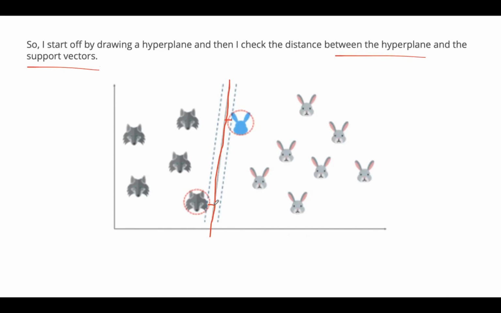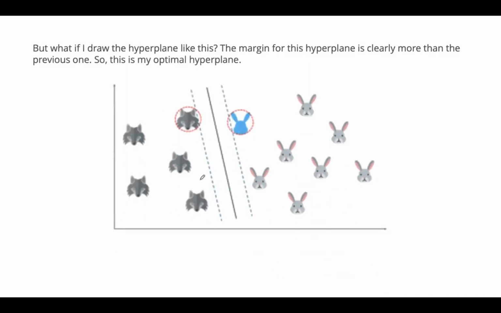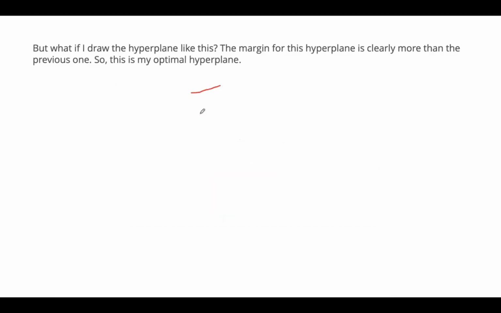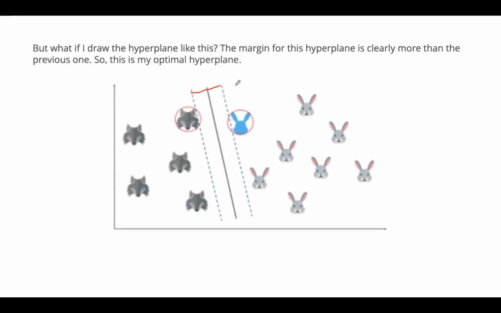The second possibility, if I draw a hyperplane something like this. So this is a hyperplane, second possibility. Here you can observe that the margin for this hyperplane is more than the previous one, right? This margin is more than the previous one. It is very clear, right? So this can be considered as an optimal hyperplane. Okay, till now it's clear.